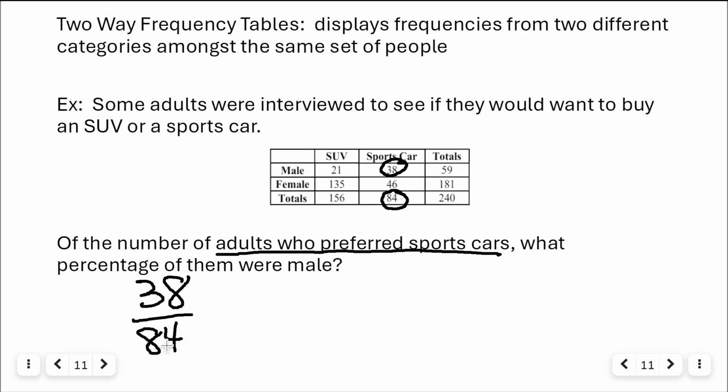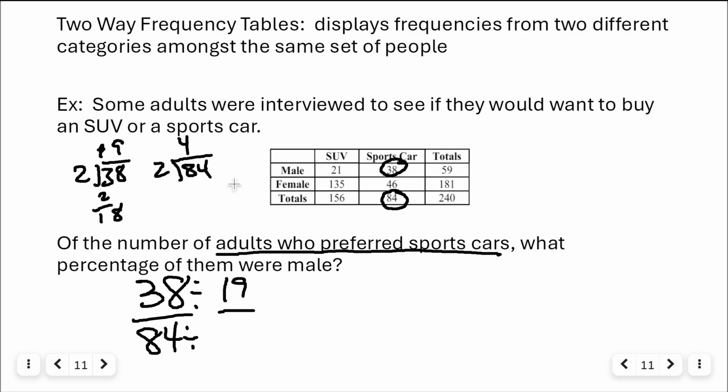Now I'm going to put this in lowest terms first, and then I'll divide after that because I need to find a percent, so I've got to go to 2 decimal places. 2 definitely goes into both. 2 goes into 38 19 times, and 2 into 84, 42 times. 19 over 42. So now to figure out the percent, I've got to do 42 into 19.